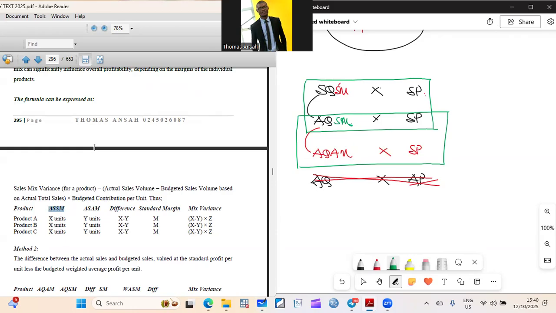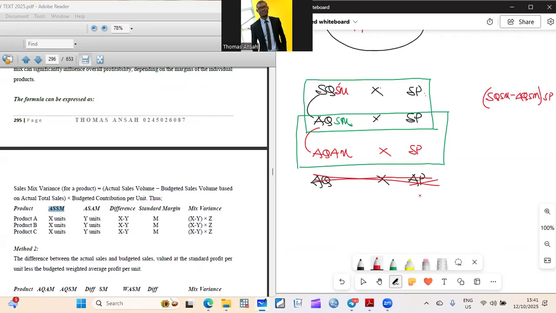All right. So we have here SQSM, AQSM, SP. But please, I've told you that you have to be very, very careful with the SP. All right. So that is that. So take note of that.